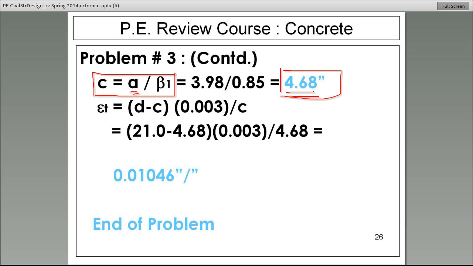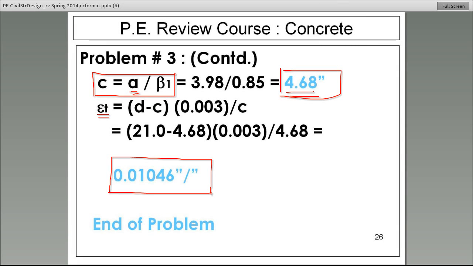Then, we calculate the strain in the steel, epsilon, using the equation that I showed you two slides ago. I told you we identified it using similar triangles. So epsilon t is the strain in the steel. You may ask me, why are we concerned about the strain in the steel?